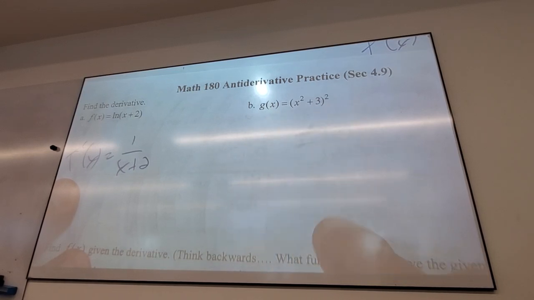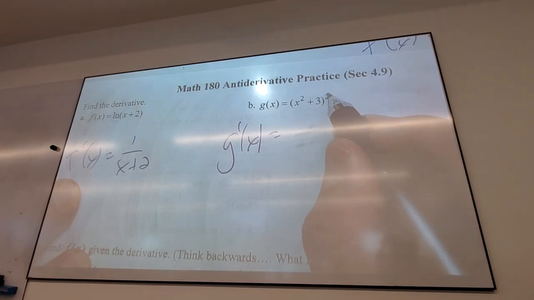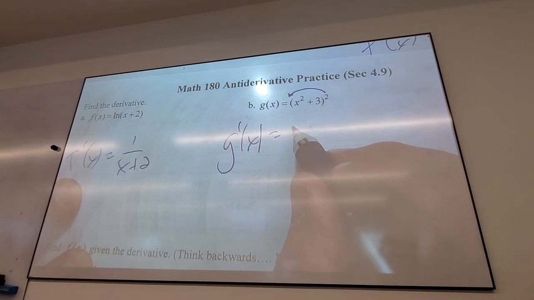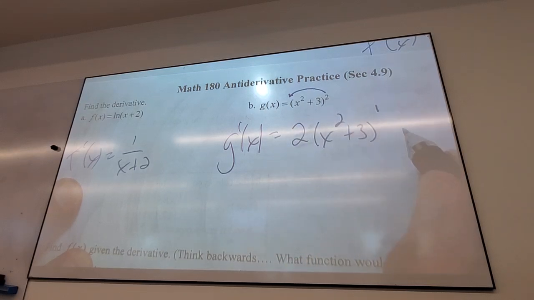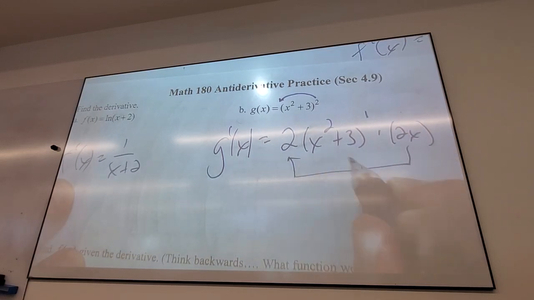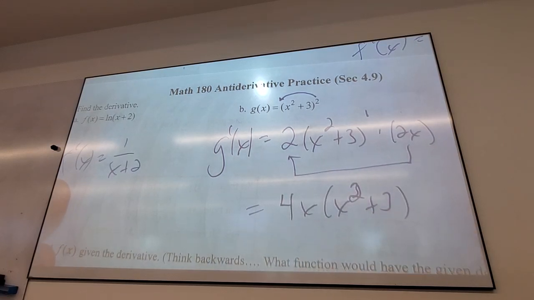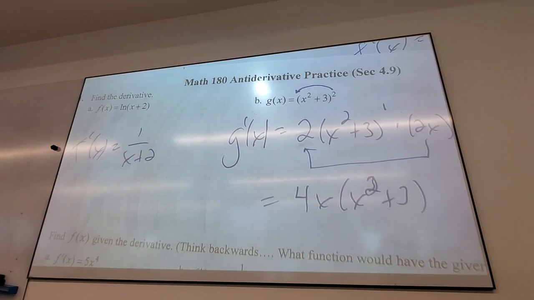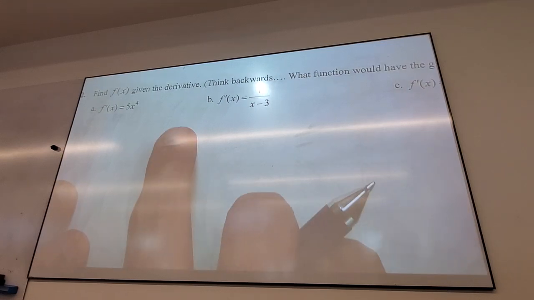Have you guys done this one yet? 2, 4x. The 2 comes down, right? Let's just do it step by step. 4x times x squared plus 3, times the derivative of the inside, which is 2x. So we'll say this is 4x times x squared plus 3. Okay. So now do this one.